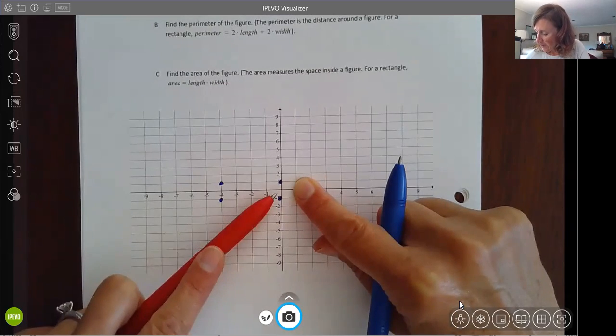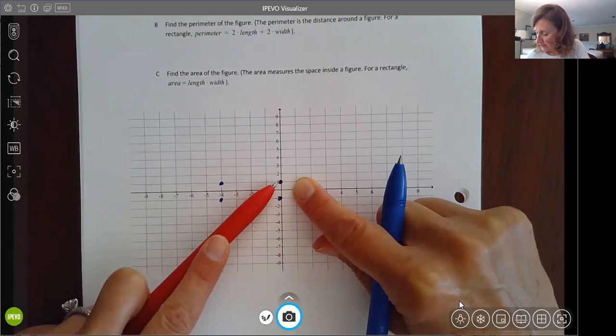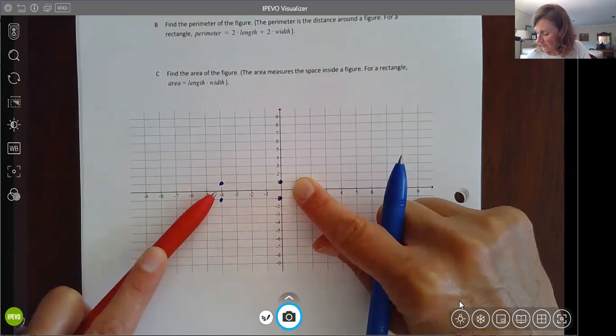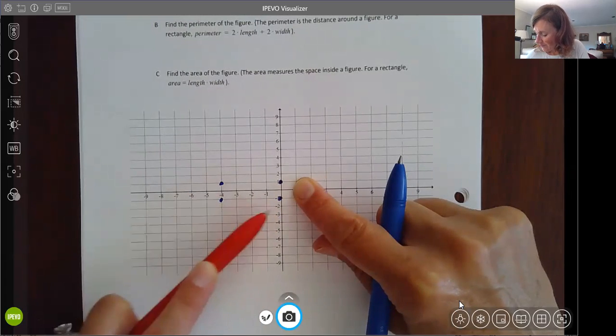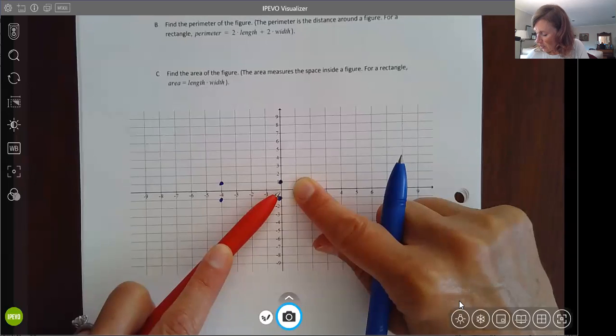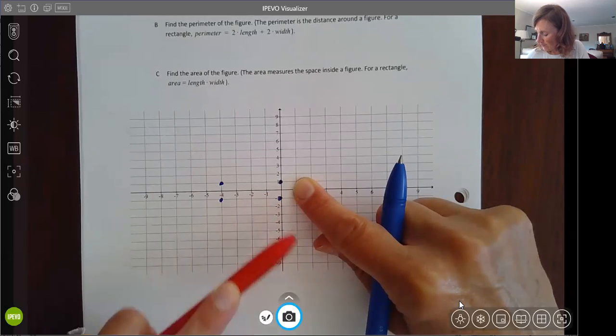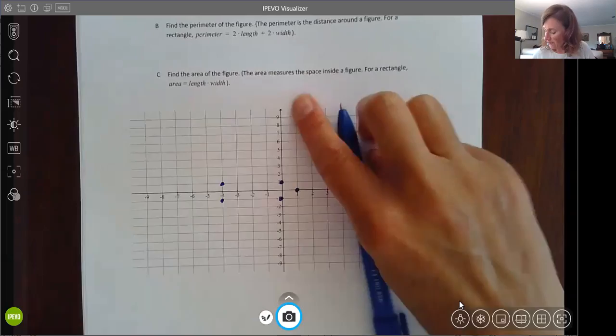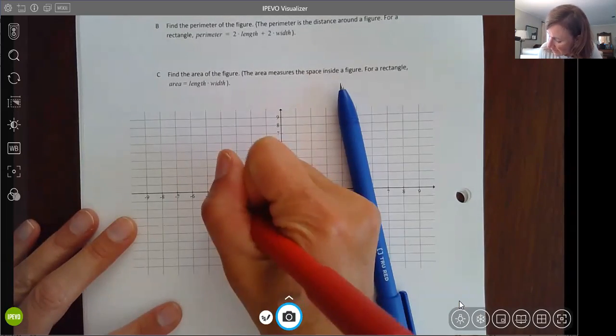So we don't go to the left or right, and we go up 1. We go to the left 4 and up 1. We go to the left 4 and down 1. And then we don't go left or right, and we go down 1. Okay, so I'm going to draw my figure. Draw it in red.